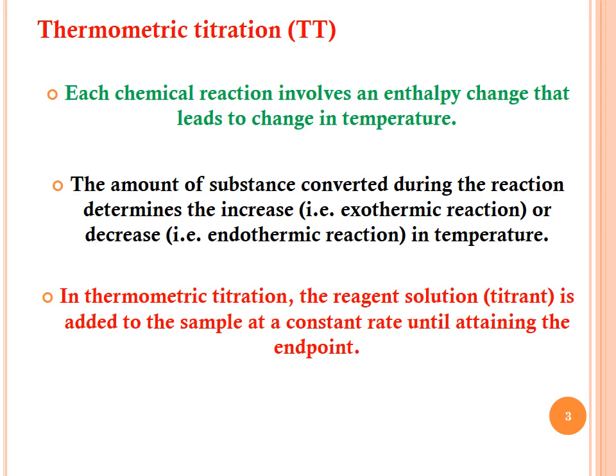In thermometric titration, the reagent solution, that is the titrant, is added to the sample at a constant rate until attaining the end point. So this is the same type of simple titration that is done without any heating, at normal temperature. But in this we will measure the change of temperature caused by the action of titrant and titrand.